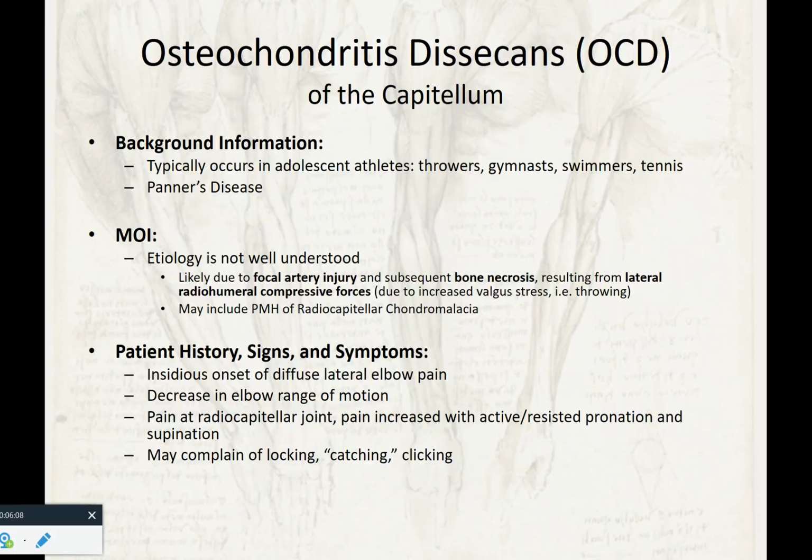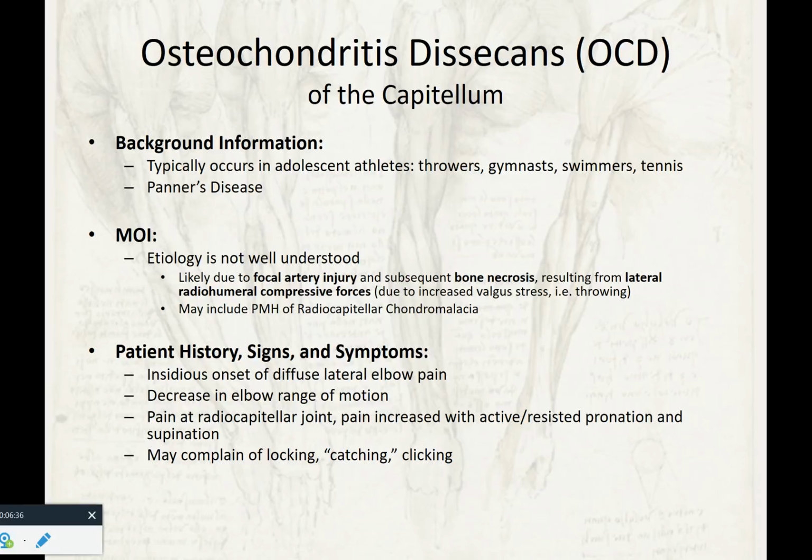So moving on to our next diagnosis, osteochondritis dissecans of the capitulum. If we know our review of anatomy, the capitulum is at the distal end of the humerus, and it articulates with the radial head, the fovea of the radial head. So the background information here: it typically occurs in adolescent athletes, throwers, gymnasts, swimmers, tennis players, etc. So upper extremity youth athletes.